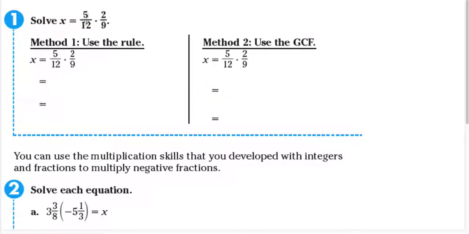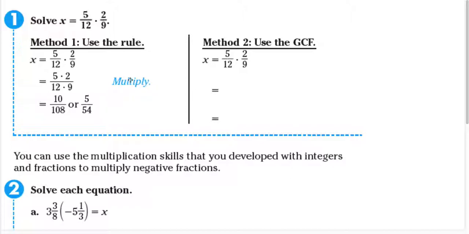Let's solve 5 over 12 times 2 ninths. Use the rule, method 1. You simply multiply 5 times 2 over 12 times 9, and end up with 10 over 108. Simplify that, you get 5 over 54. Method number 2 is what we learned in the last paragraph.